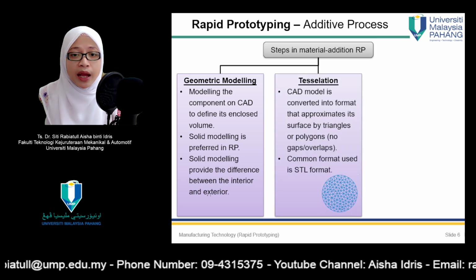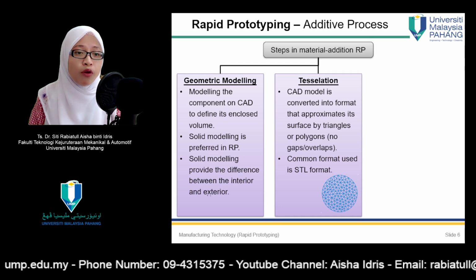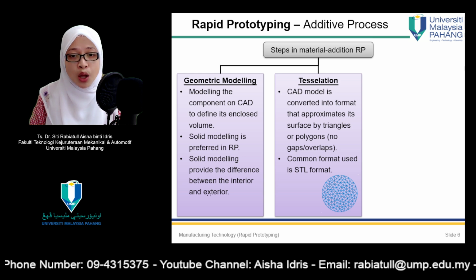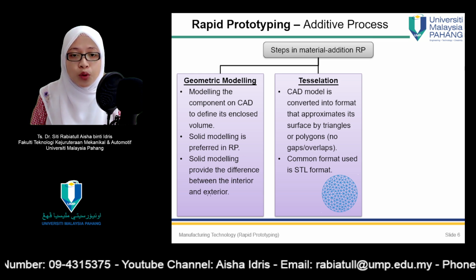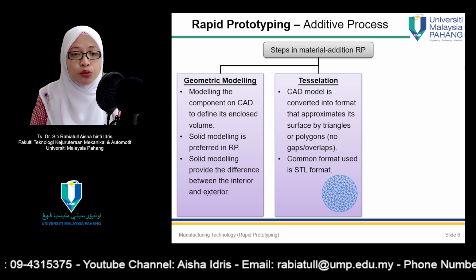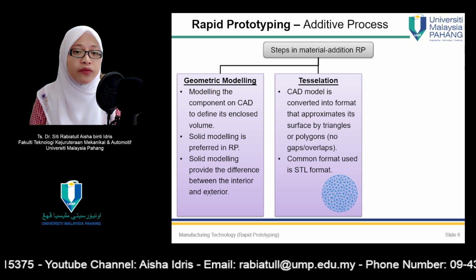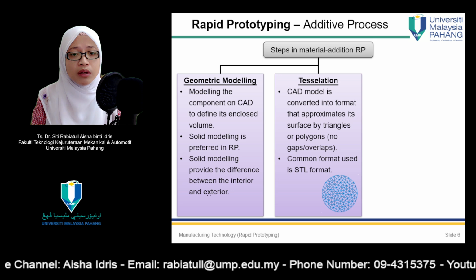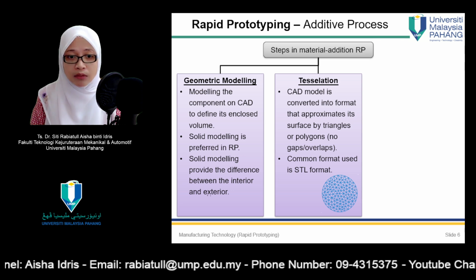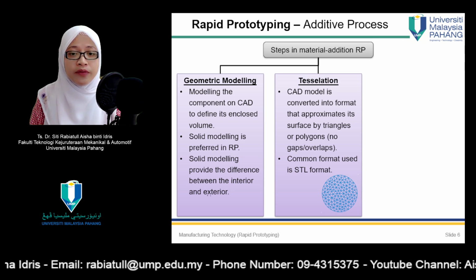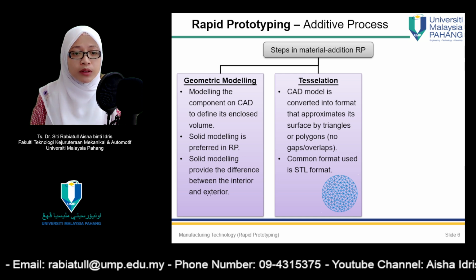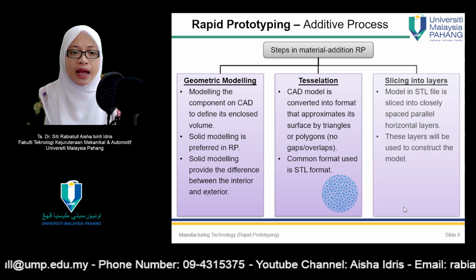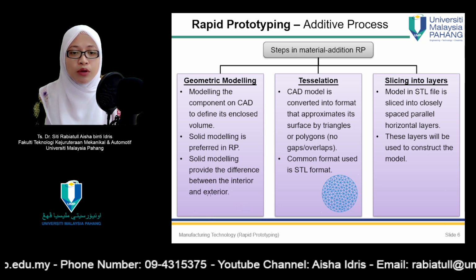Number two is tessellation of the geometry model. In this step, the CAD model is converted into a format that approximates its surfaces by triangles or polygons, with their vertices arranged to distinguish the object's interior from its exterior. The common tessellation format used in rapid prototyping is STL, which has become the de facto standard input format for nearly all RP systems.